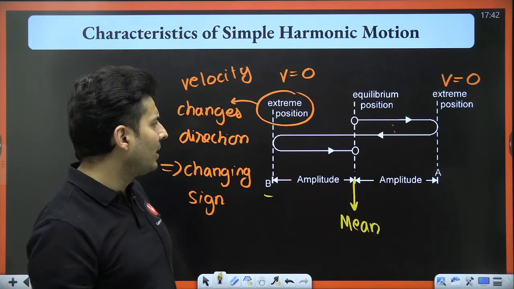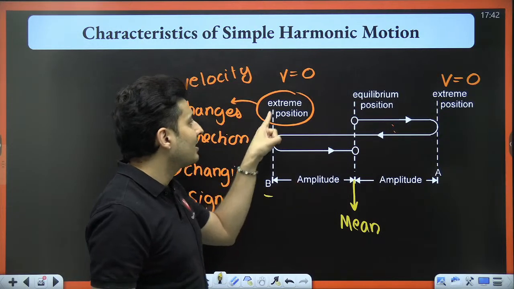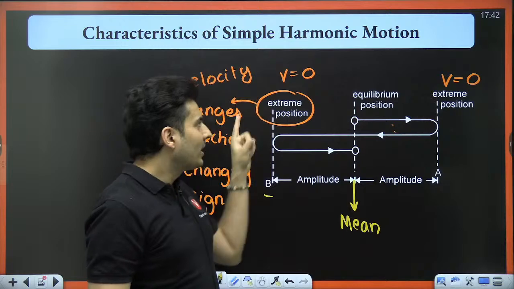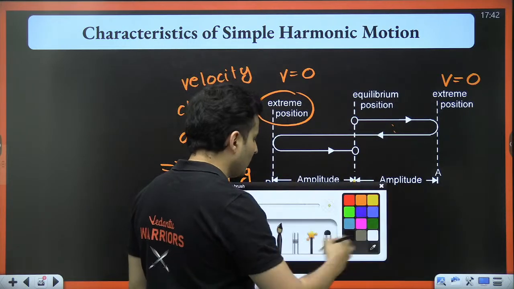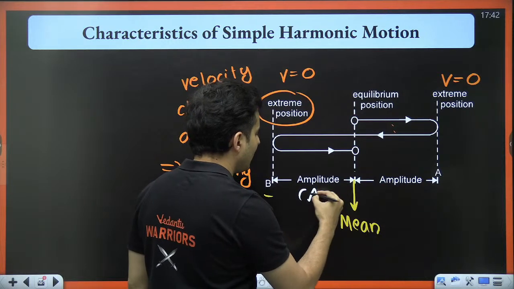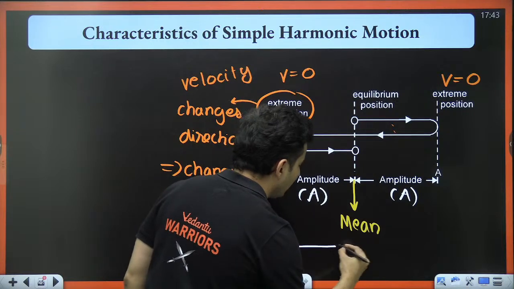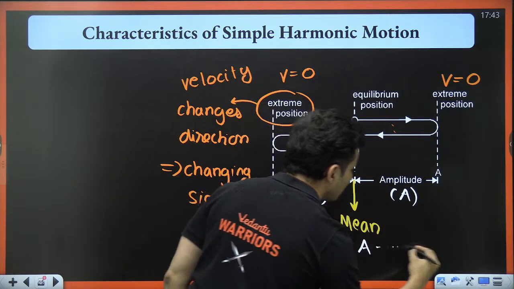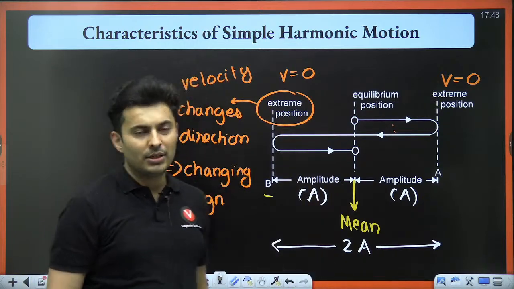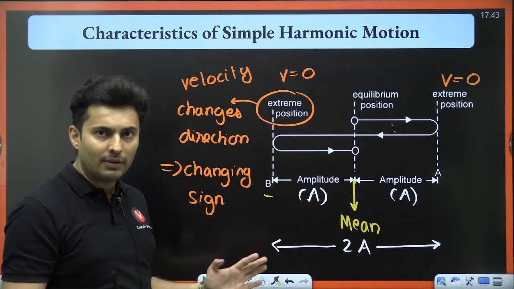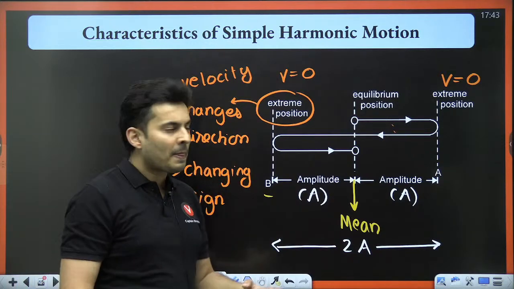Now tell me, my dear students. What is the distance from one extreme to the next extreme? If this is the amplitude, and this is also the amplitude, then from one extreme to the next extreme, obviously the distance will be 2a, two times the amplitude. Is that right? Everyone with me? Great. Keep all these pointers in mind.